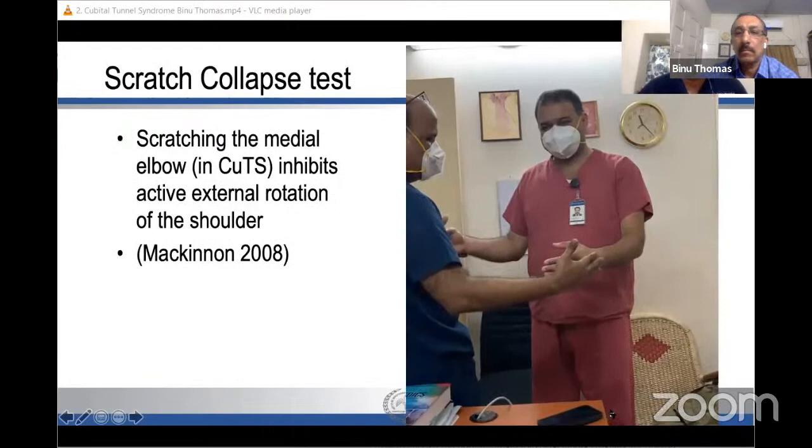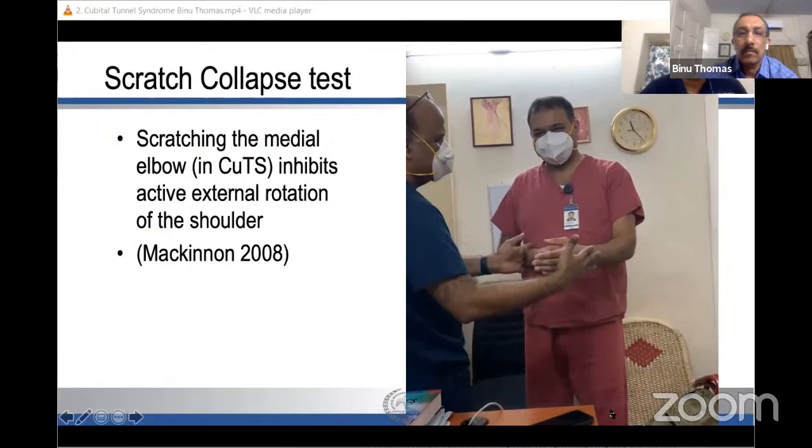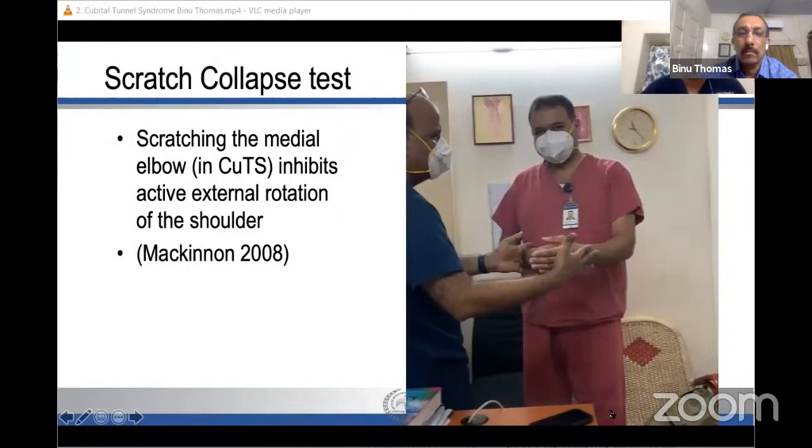The other interesting test is a scratch collapse test, which you can see my colleagues demonstrating. Scratching the medial aspect of the elbow inhibits active external rotation of the shoulder. It was originally described by Mackinnon.